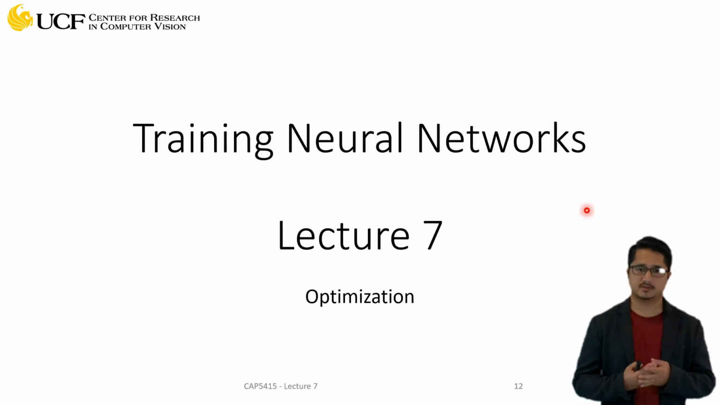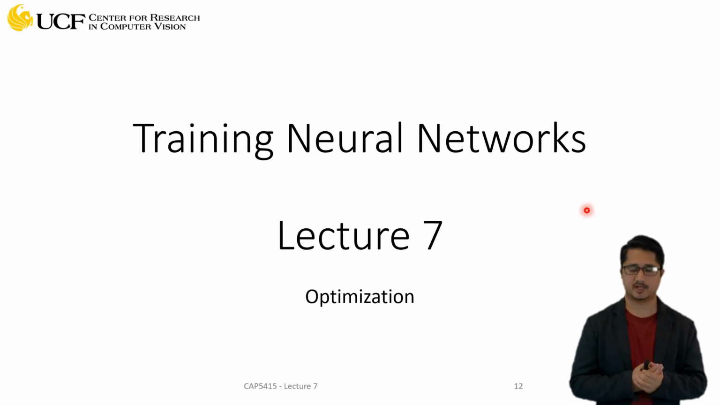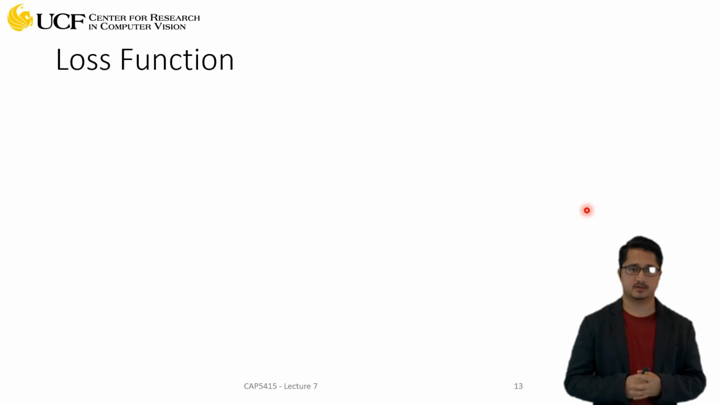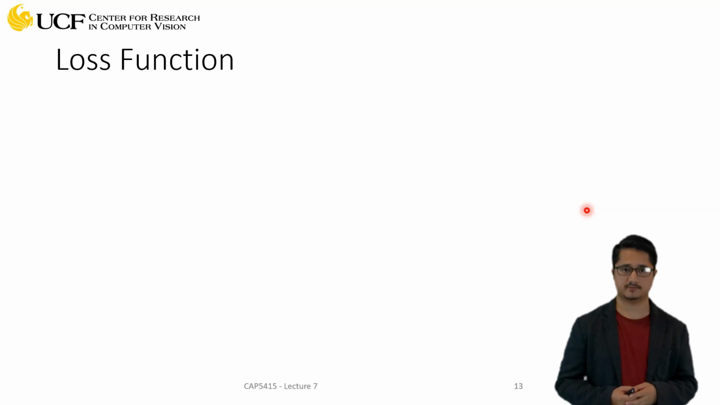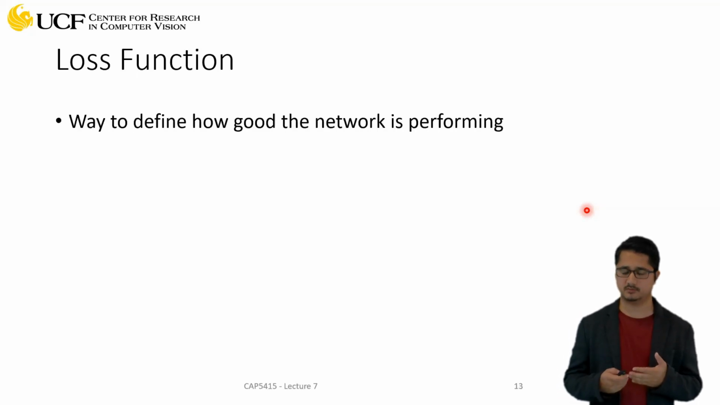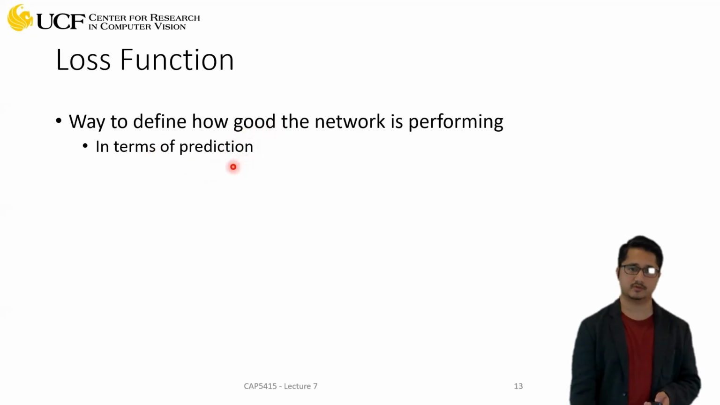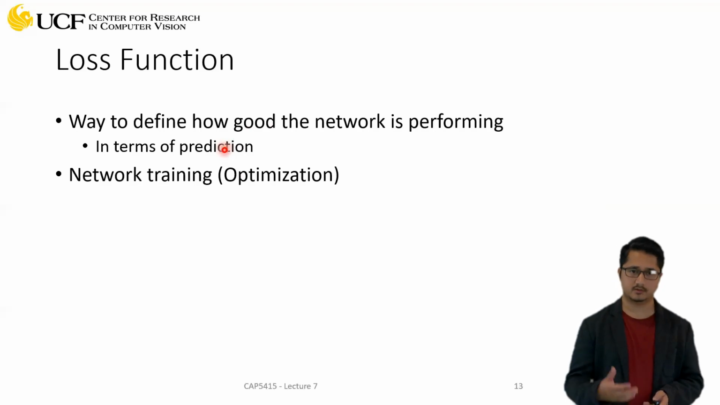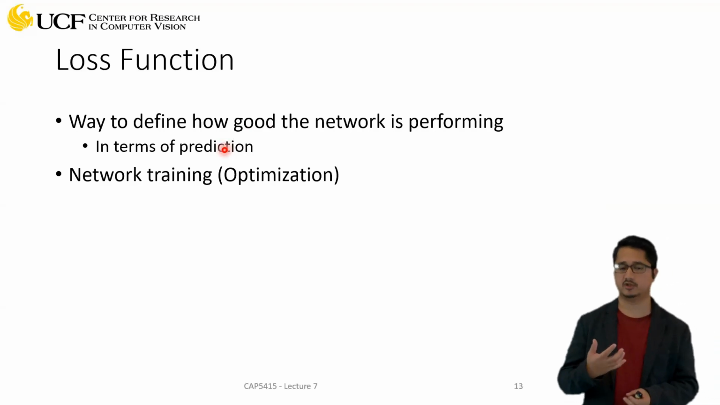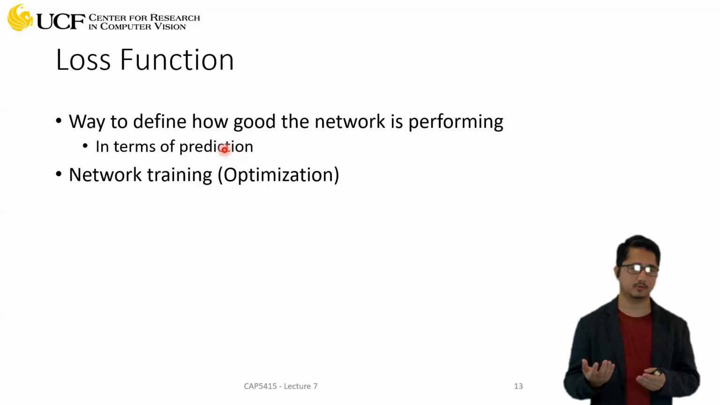The next segment is the optimization process. And this is the core of network training. The important part you need to understand is the concept of loss function. As I said earlier, the loss function tells you how good or how bad your network is performing in terms of the prediction, which, if you think about it, will vary a lot from problem to problem.